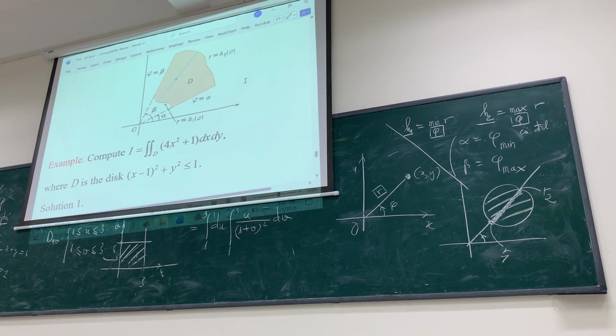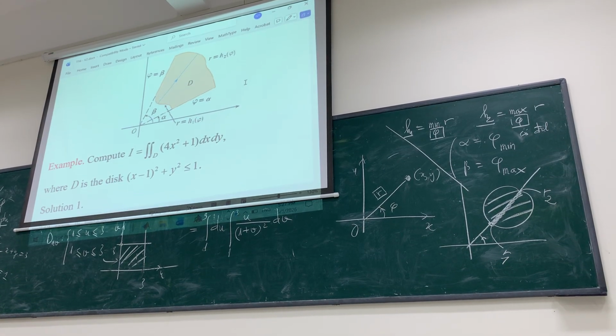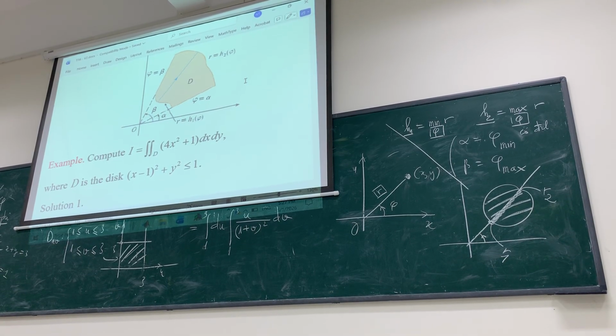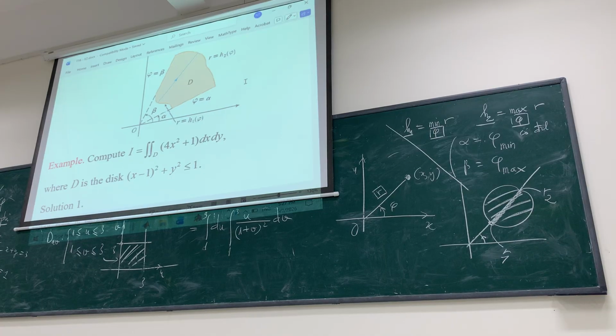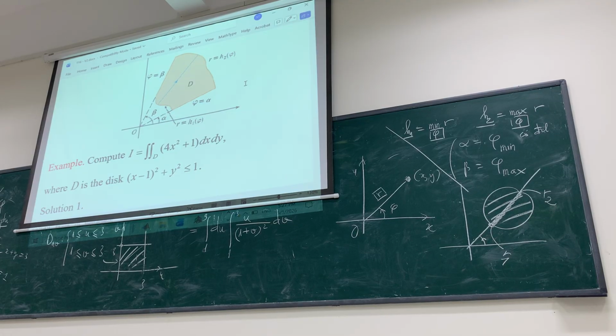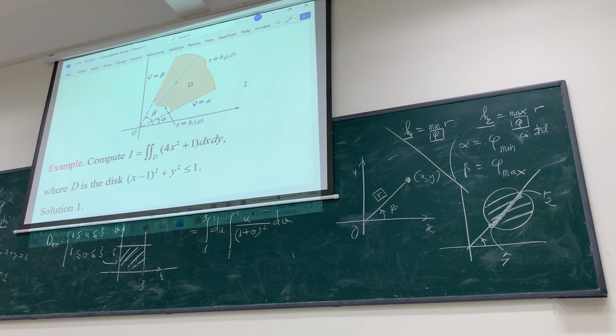Now continue. I give you an example. I want to use polar coordinates. Compute the integral where D is the domain given by the formula x minus 1 squared plus y squared, less than or equal to 1. That's our x1.